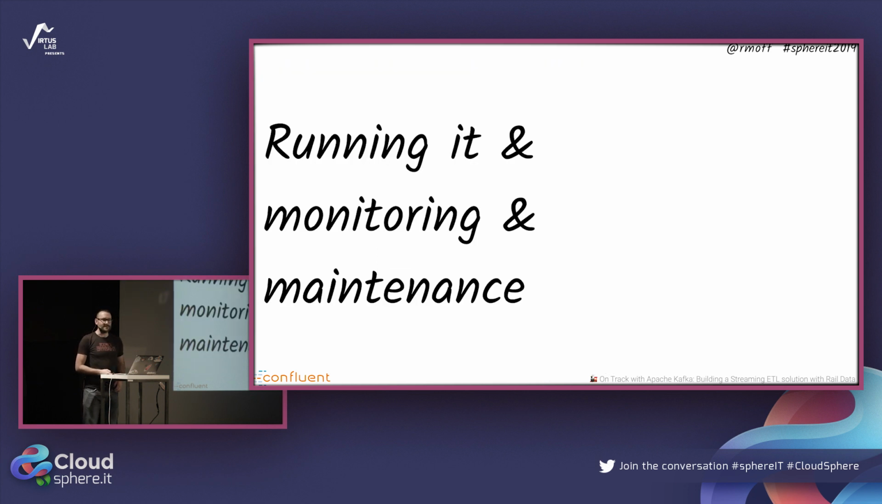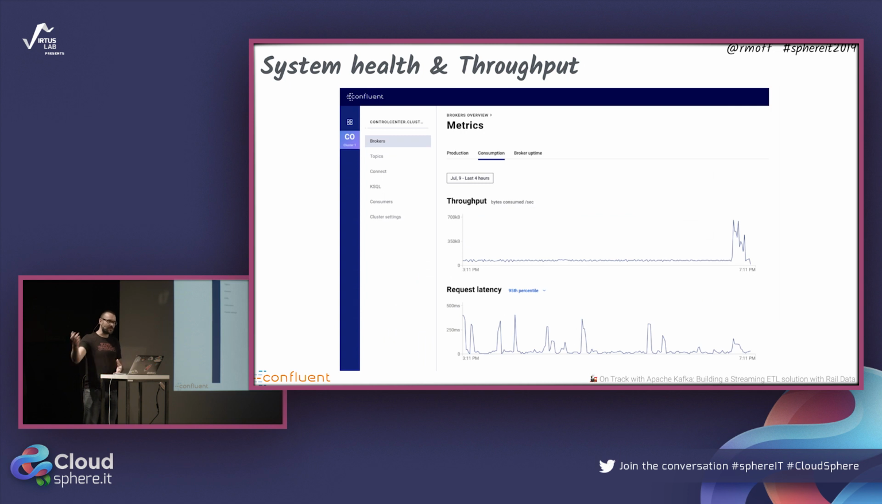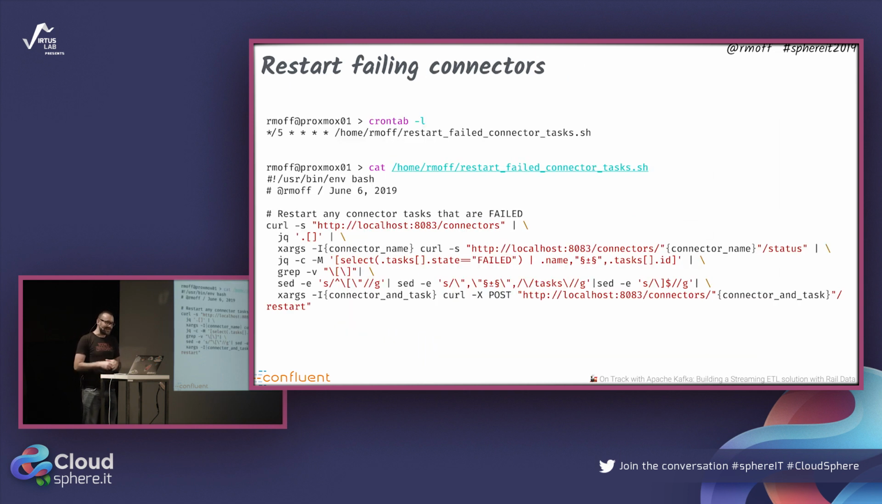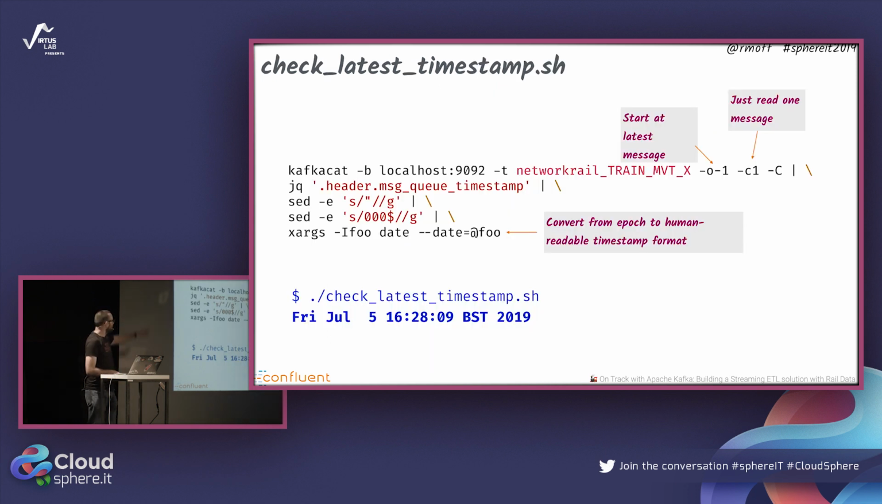To run all of this, you can use Control Center. Confluent Control Center is useful for monitoring where consumers have got to. You can look at the throughput and so on. As I said, it's a bit of a hack. So there's bits of crontab that actually keep it hanging together and running. It does so very effectively. There's a script which shows all of the different connectors that are running, the indexes on Elasticsearch, what was the timestamp of the one most recently ingested. Again, our friend KafkaCat can pull off the most recent message, look at the timestamp and show it on the command line, so you can see what was the latest one.